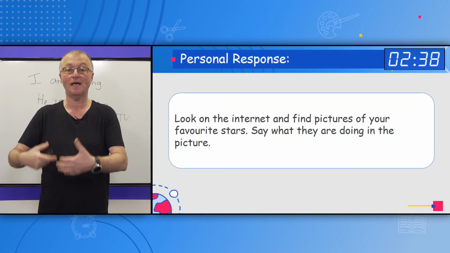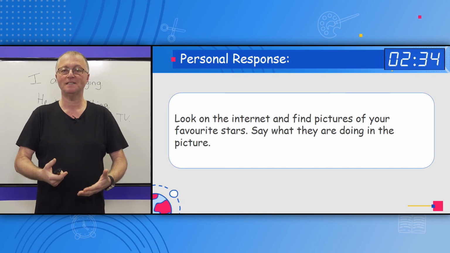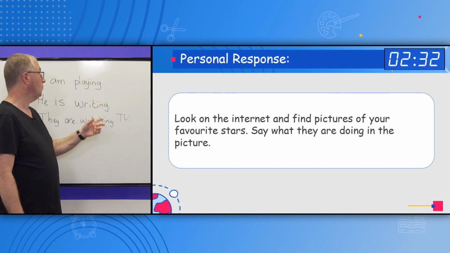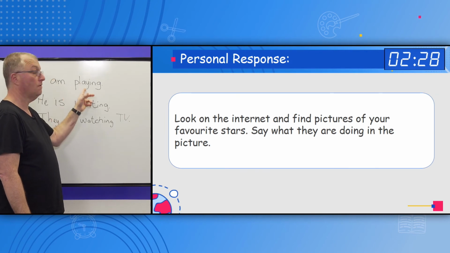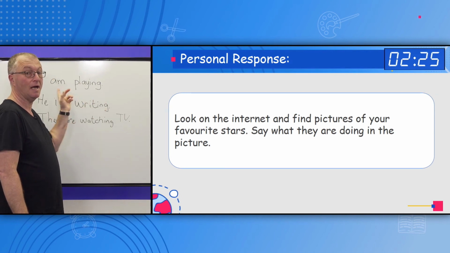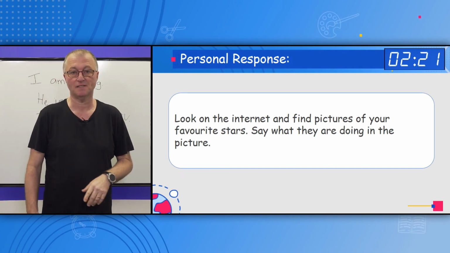Noah Kirill is standing in the line. Go for it. Make some sentences up using this structure. We've got a helping verb, verb, and ing. Helping verb, verb, and ing. Let's see if you can make up some sentences.